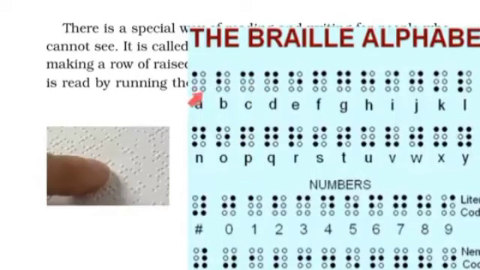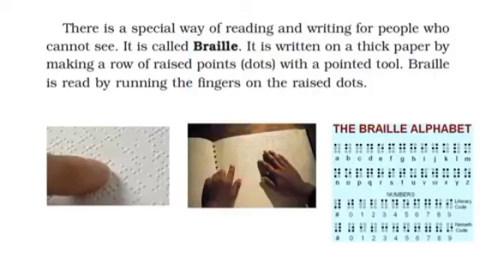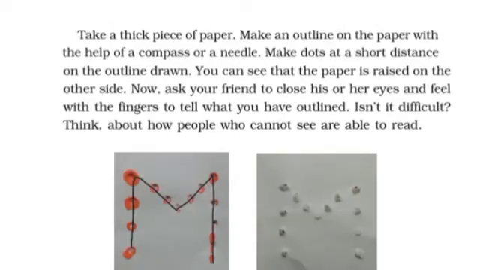Here you can see A is marked with a single dot, B is marked with two dots, one below the other. C is marked with two dots next to each other, and similarly for other letters. Numbers are also represented by dots. These dots are represented by raised points on a thick sheet of paper.